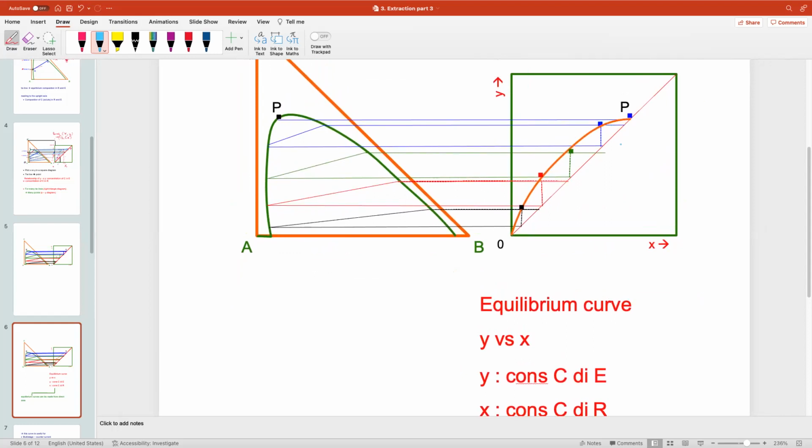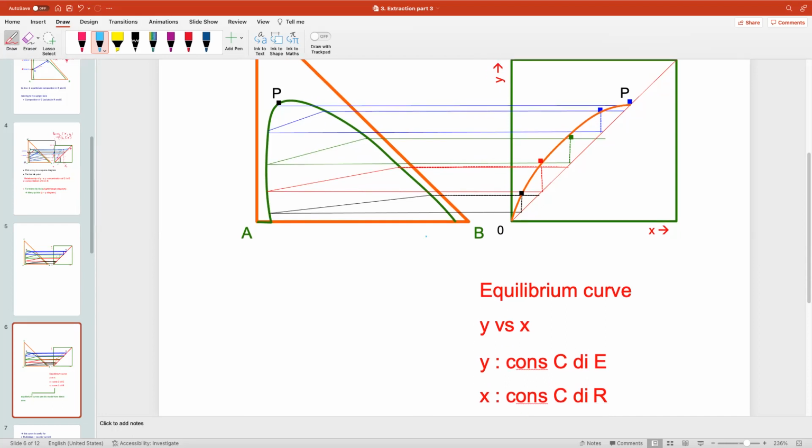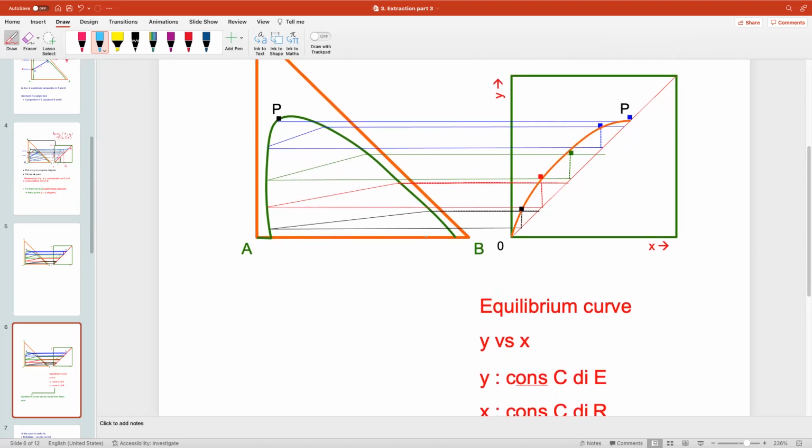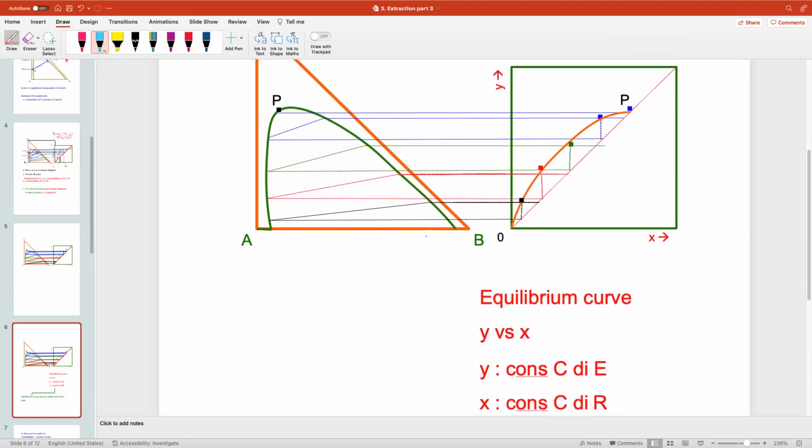So here it now looks like an equilibrium curve of the distillation, a vapor liquid equilibrium, or equilibrium in absorption, like in Henry's law. Yeah, it kind of looks like this, and then y tells you the concentration of solute in the extract, and the x tells you the concentration of solute in the raffinate. Okay, I'm just gonna stop here, and then any questions regarding this one? Of course, I will give you a quiz as well.